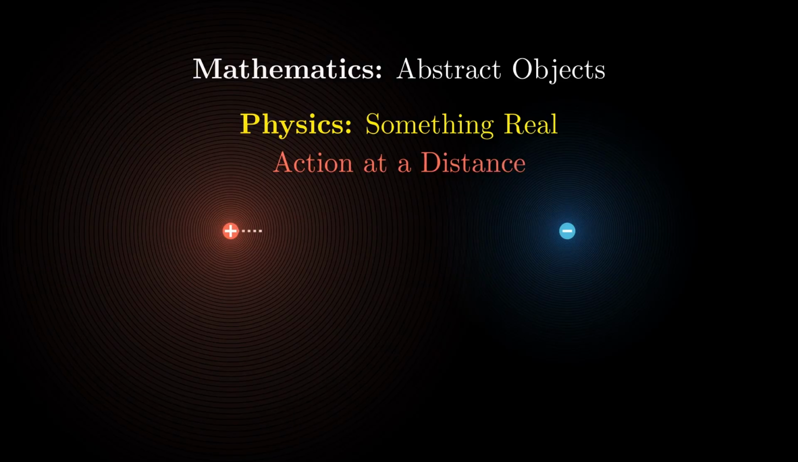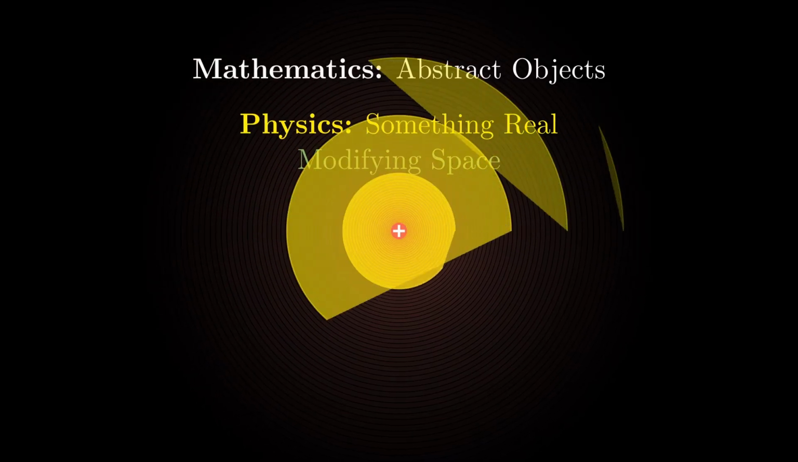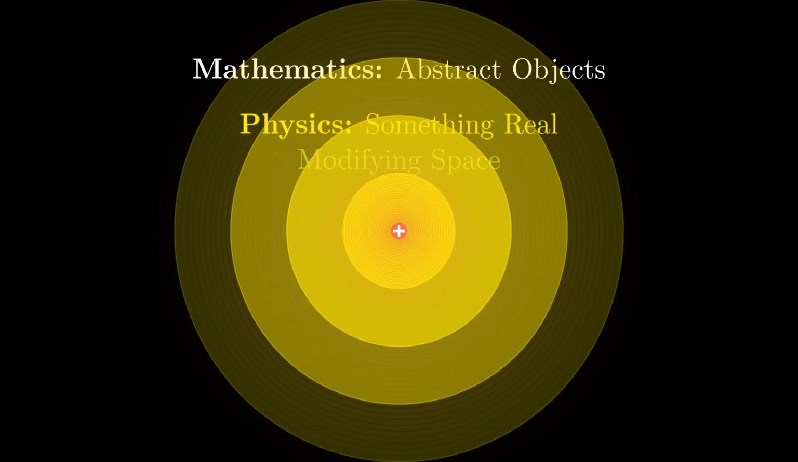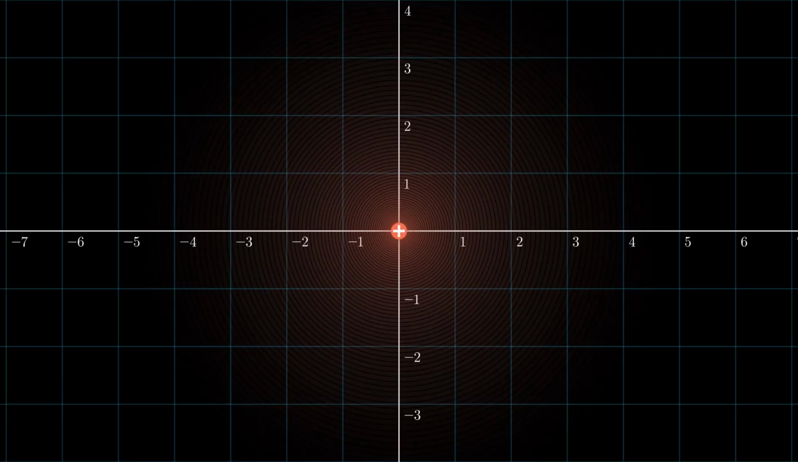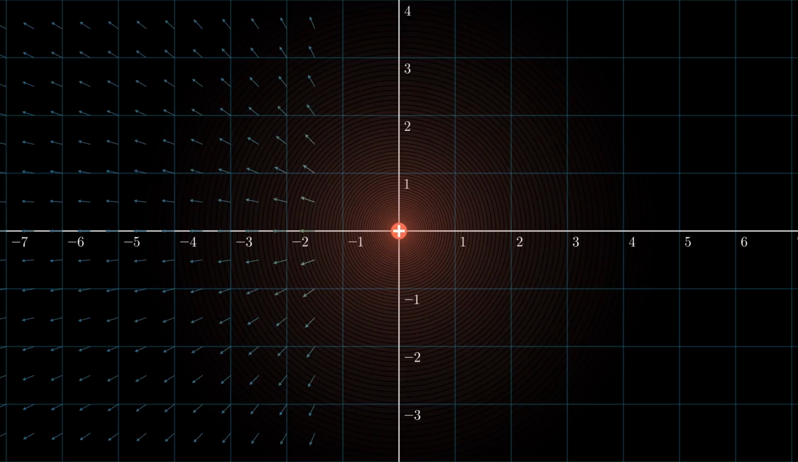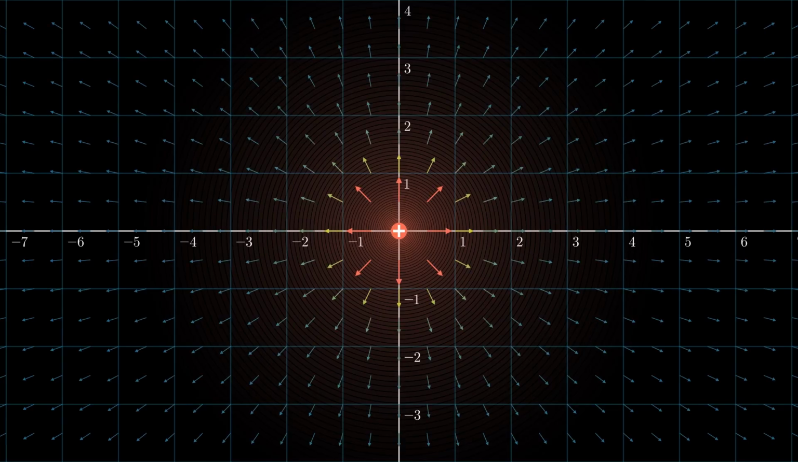Everything we've discussed so far has been mathematics, scalars, vectors, and fields. But in physics, fields are not just abstract objects. They describe something physically real. Instead of thinking that objects act on each other from far away, we describe how they modify the space around them. And that brings us to the electric field. If you place a charge somewhere in space, something changes. The space around that charge is no longer the same. Every nearby point now has an associated direction and strength. That structure, spread throughout space, is what we call the electric field.